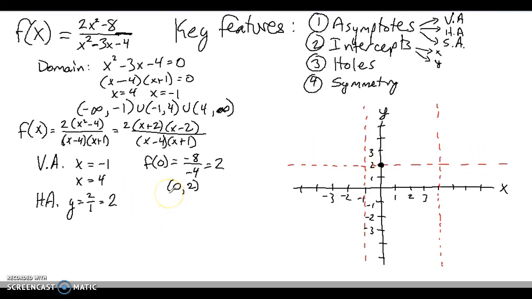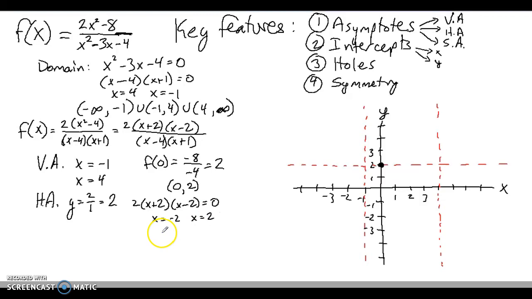X-intercepts we find by setting the whole function equal to 0. But I claim if we set this equal to 0, our first step would be to multiply both sides by the bottom, and 0 times this is 0, so it's really the same thing as setting the top equal to 0. So we get 2 times x plus 2 times x minus 2 equals 0, which means x equals -2 and x equals 2.